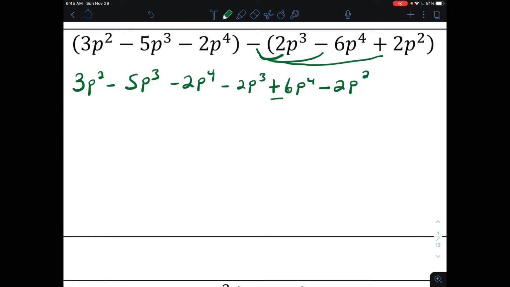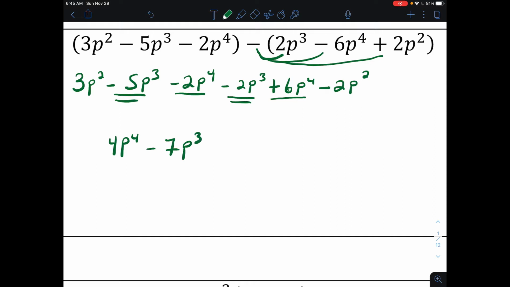Start with our biggest exponent, which is p to the 4th. I have 6 and negative 2. Put that together, that makes positive 4p to the 4th. Then we go to our next highest exponent, which looks like it's going to be p to the 3rd. Combine those terms. So negative 5p to the 3rd combined with negative 2 makes negative 7p to the 3rd.